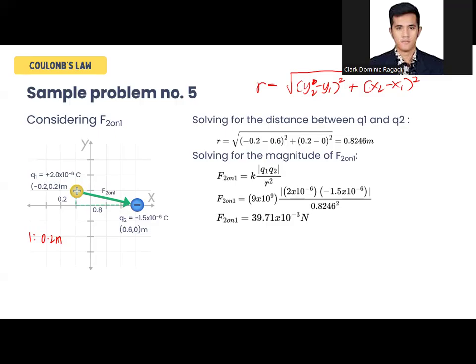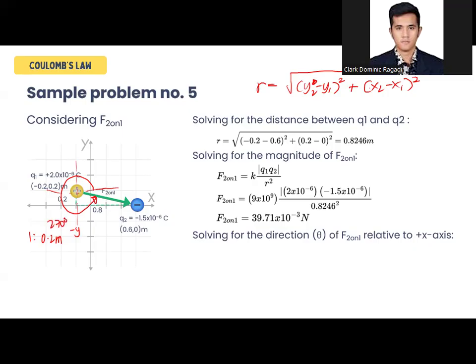Now let's try to solve for the direction angle of F2 on 1 relative to the positive x-axis. If you draw an imaginary line at the tail of our vector, we can see that the direction angle measured from the positive axis is this. So from the positive x-axis to the negative y-axis, that is 270 degrees.